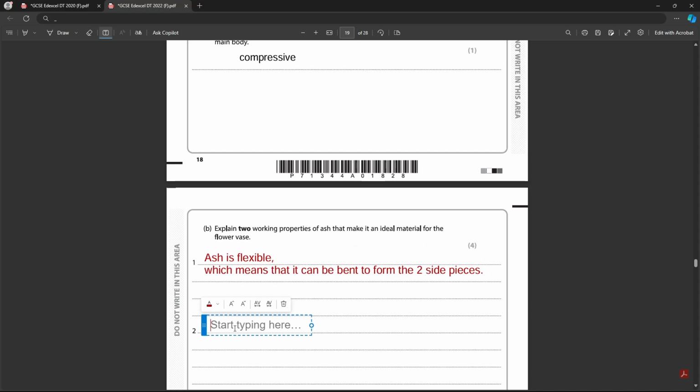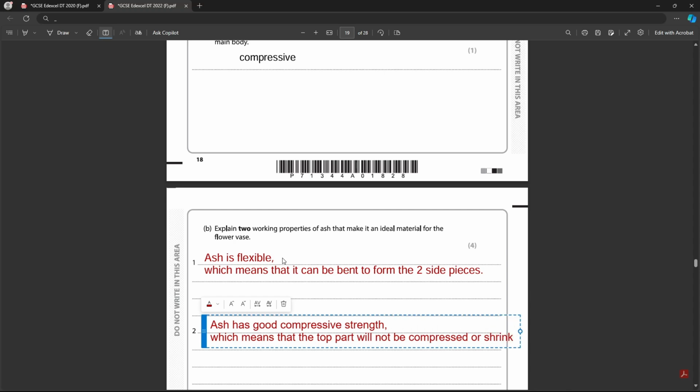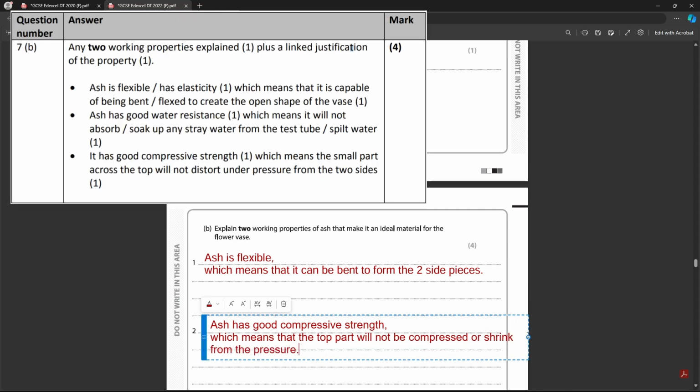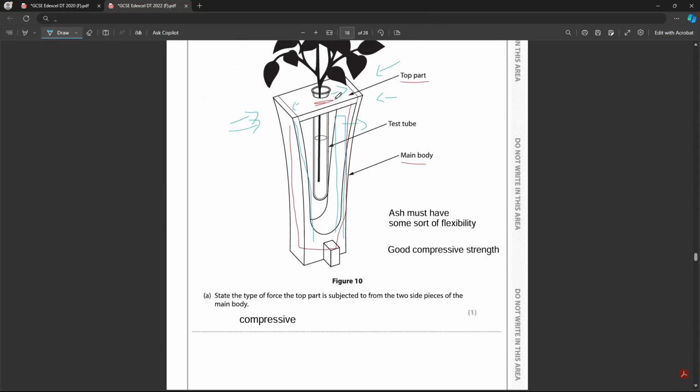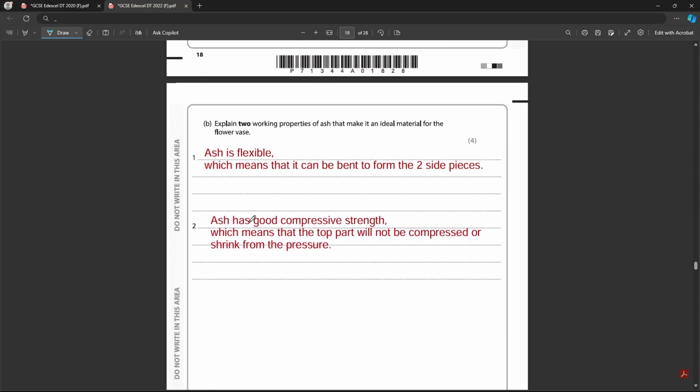Second point, and we said that ash has good compressive strength. So ash has good compressive strength. And again, which means that the top part will not be compressed or shrink from the pressure. Okay. So as we said, the pressure coming this way is not going to make it shrink, make it just break in half or something. And that is how I'll answer this 4-mark question here, explaining 2 working properties.